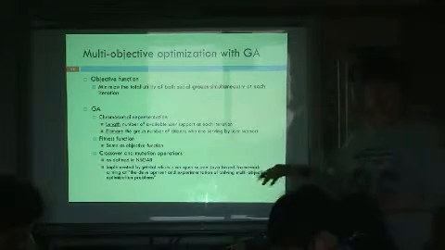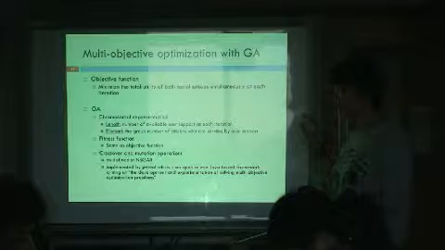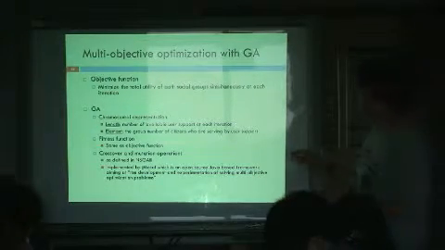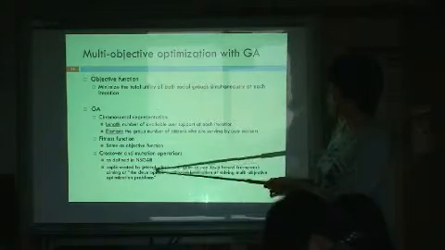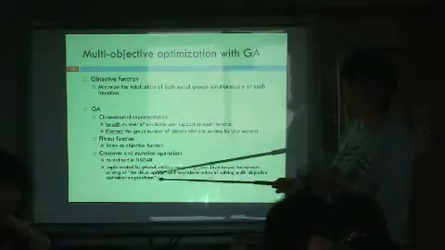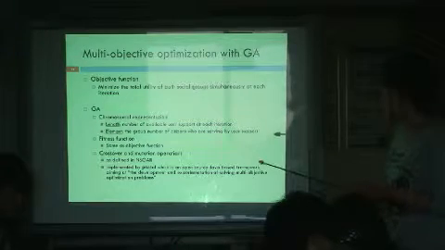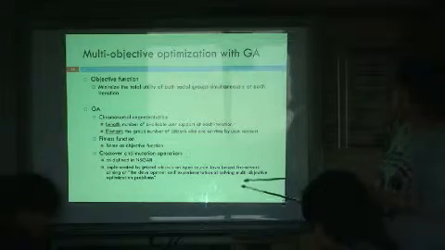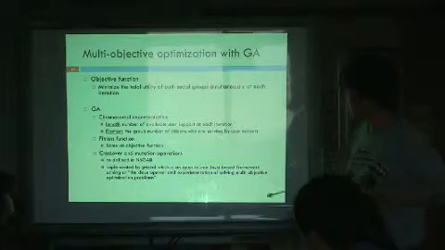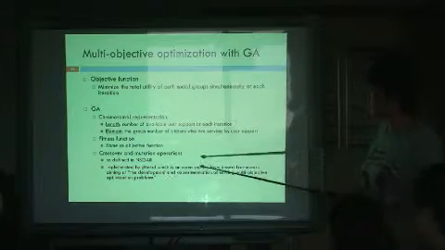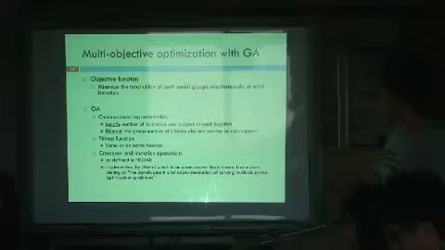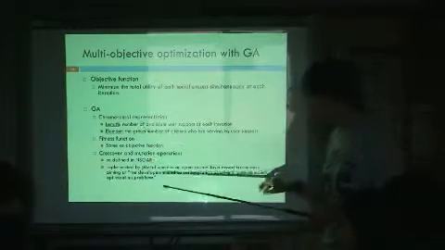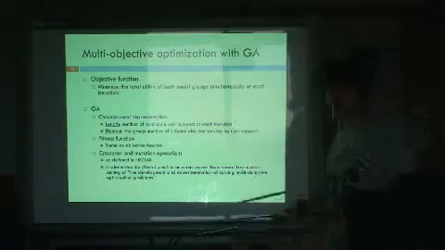Actually, because GA is quite complicated, for the implementation part I use an open source Java-based framework called jMetal. They implement almost all the GA solutions to solve multi-objective optimization problems. This framework aims at the development and implementation of solutions to multi-objective optimization problems. So I integrate this part with my own model and run some applications.